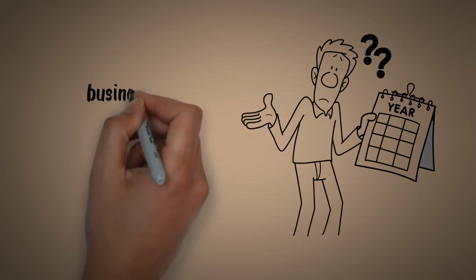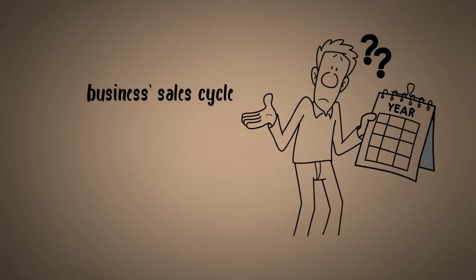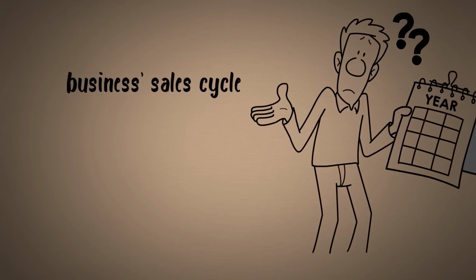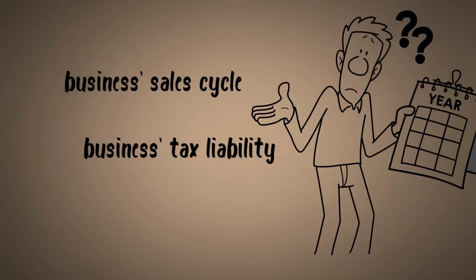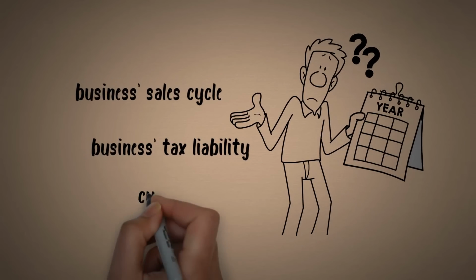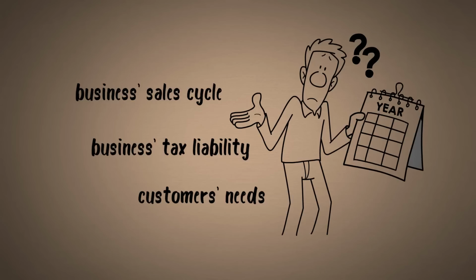The first is the business sales cycle. This will determine how often revenue is generated and when expenses are incurred. For example, a business that sells products online may have a shorter accounting period than a business that sells products in person. The second thing to consider is the business tax liability. Different businesses have different tax liabilities, so it's important to choose an accounting period that aligns with the business tax obligations. Finally, businesses should consider their customers' needs when choosing an accounting period. For example, a business that provides services to customers on a monthly basis may want to consider a monthly accounting period.